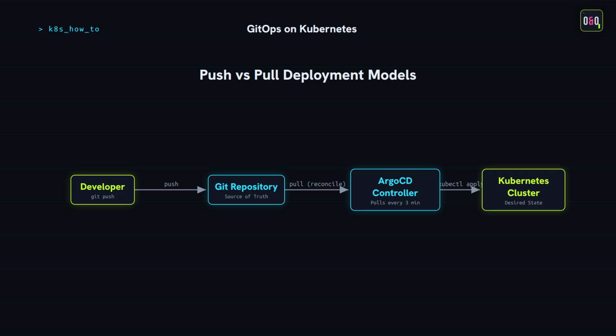In GitOps, the Git repository is the single source of truth for your desired cluster state. A dedicated controller running inside the cluster continuously pulls from Git, compares the desired state against the live state, and reconciles any differences. No external system needs cluster credentials. Every change is a Git commit with full audit history. Rollback is simply git revert.